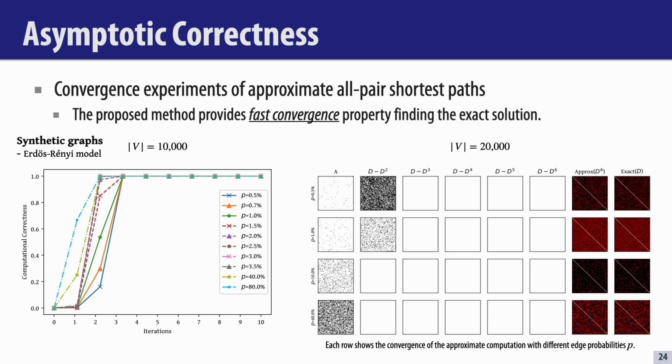In the image on the left, the line plots represent the correctness of the approximate solution for graphs with different edge probability. The image on the right shows the difference between the approximate and exact computation of all pair shortest paths. Note that the difference between the exact result and approximate estimation is visualized in black rectangles, and zero value entries are colored as white. You can see that our method provides a fast convergence property, finding the exact solution within 4 iterations in this experimental setting.